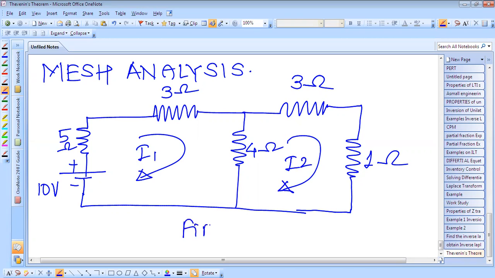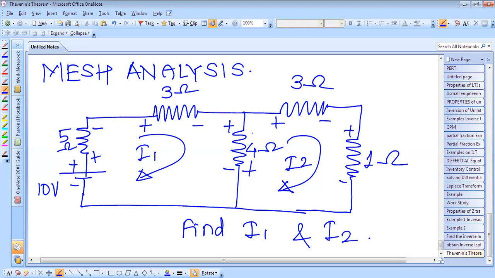So find I1 and I2. We have to find I1 and I2. As there are loops here, whenever there is a loop, we have to apply Kirchhoff's voltage law. So we will give the polarity to this circuit like this. And this is plus minus, plus minus, plus minus.